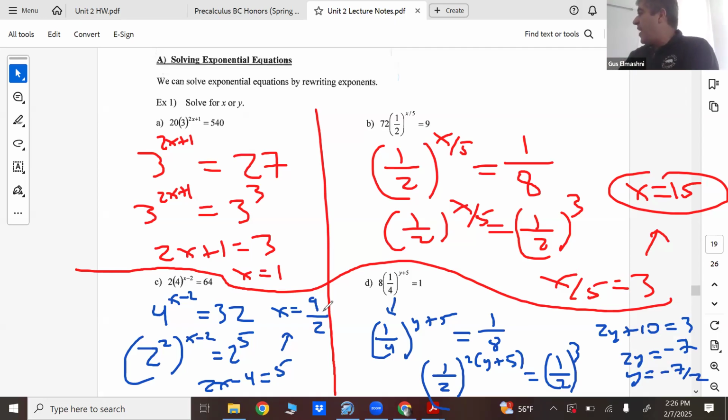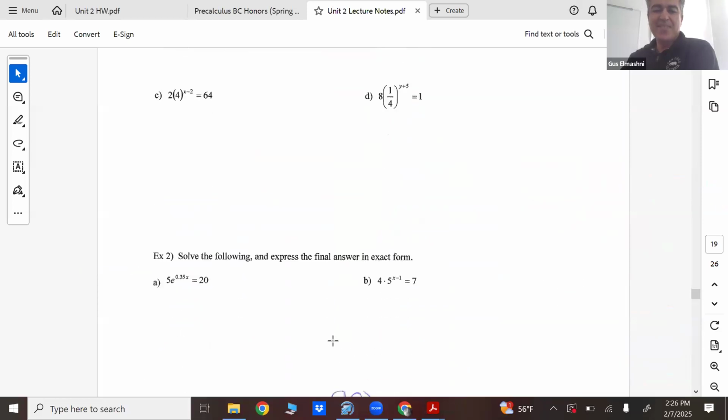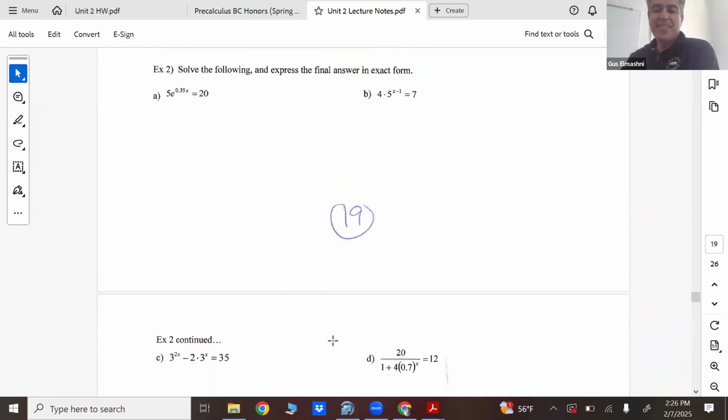All right, you guys get 9 halves and negative 7 halves? Do we agree or disagree? Yes. All right, Clay agrees, so we're good. All right, let's move on. Okay. Everyone else agrees. Good. But it says exact form, so you don't have to use a calculator.